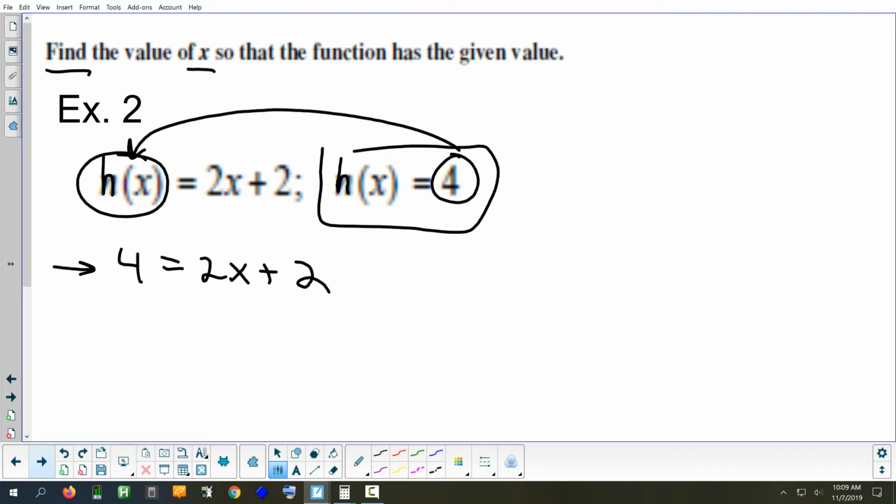Maya, do you have any like terms? Remember, combine like terms has to be on the same side of the equal sign. Like terms would be something like 4 = 2x + 3 - 5x. Now you could combine 2x and -5x. We don't have that.